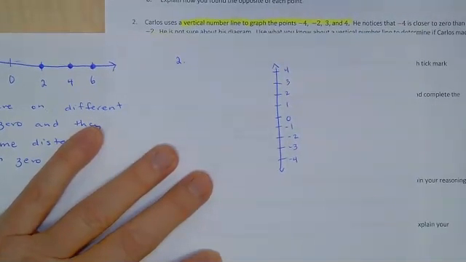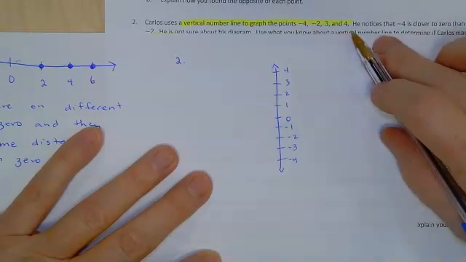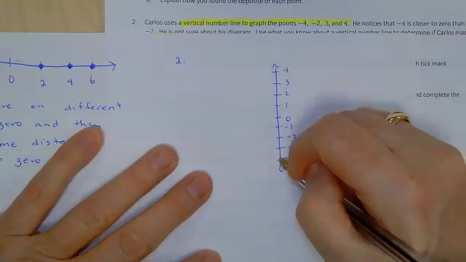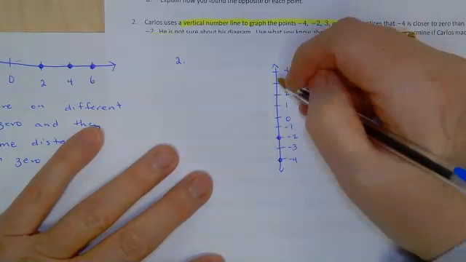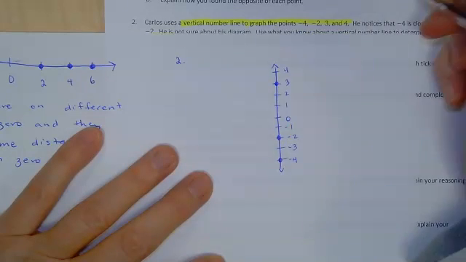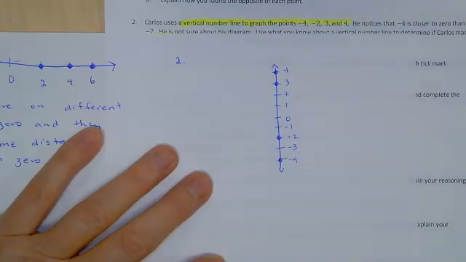So there's my vertical number line. I'm going to put all these points on there. So go ahead and do that. Okay, so it looks like that.